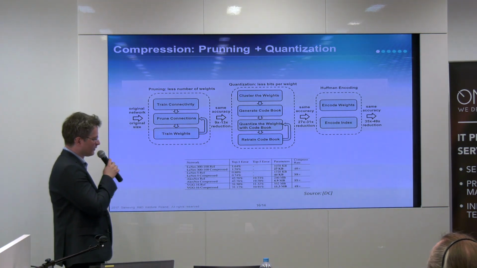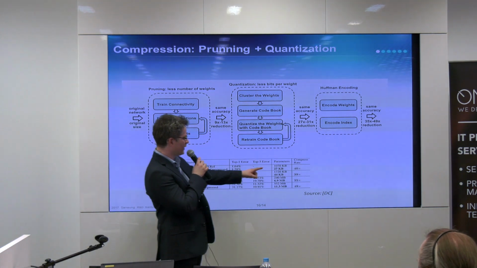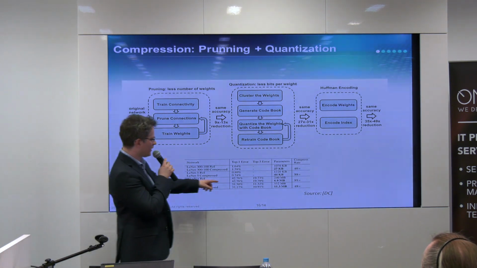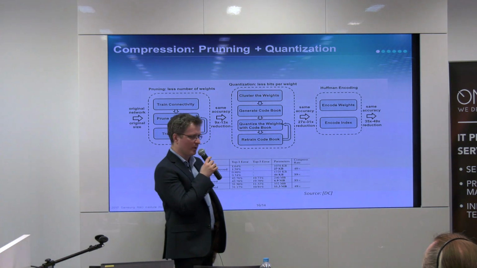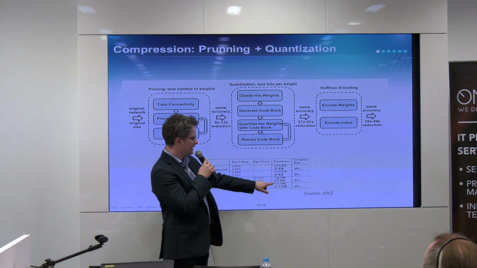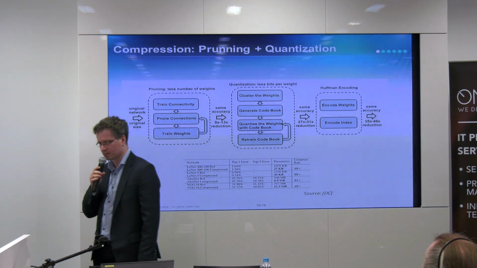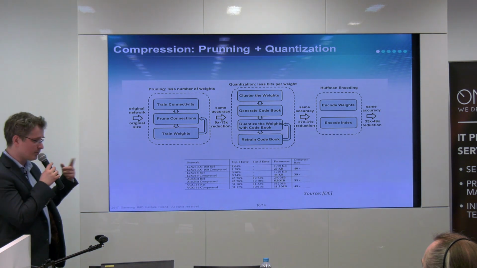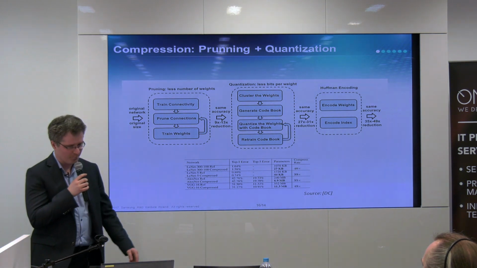If you look at the parameters here and the compression rate, you will see that, for example, AlexNet, which originally had 240 megabytes, now has 6.9 megabytes. So it will fit in the cache memory. And you can imagine what that means.